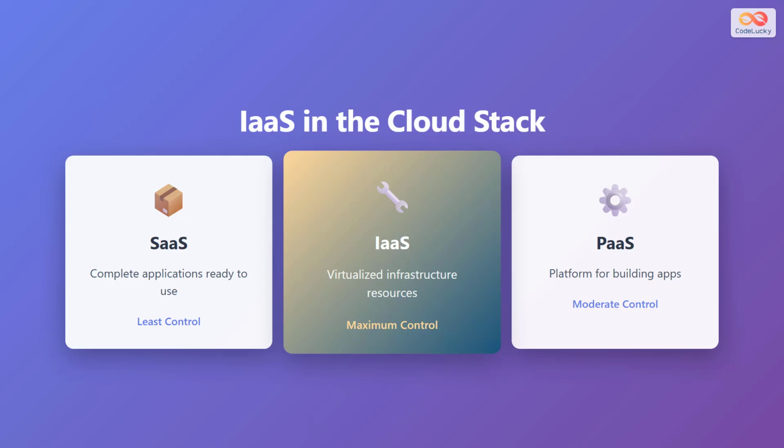In the middle, and our focus today, is infrastructure as a service. IaaS gives you maximum control over virtualized infrastructure resources. You manage the operating systems, applications, and data, while the cloud provider handles the physical hardware, networking, and virtualization layer.